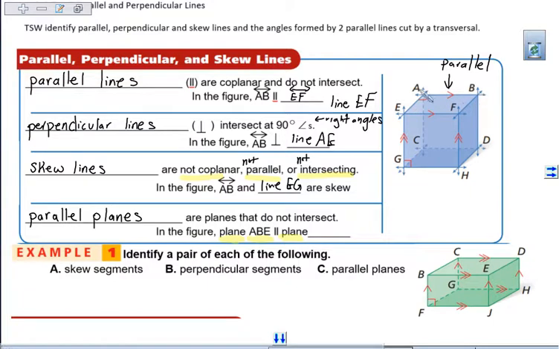So we've got plane ABE first. I'm going to go under it. So I've got plane C, D, and G. So C was under A, D was under B, and G is under C.